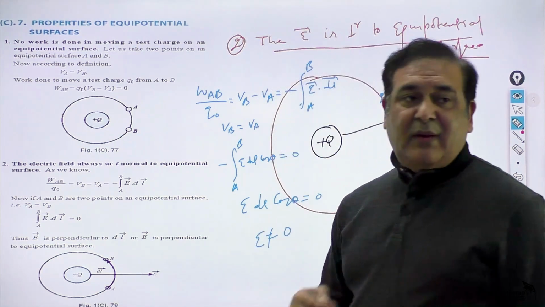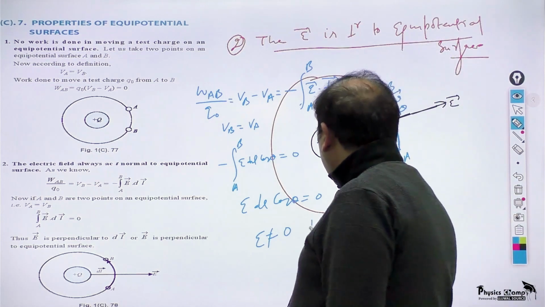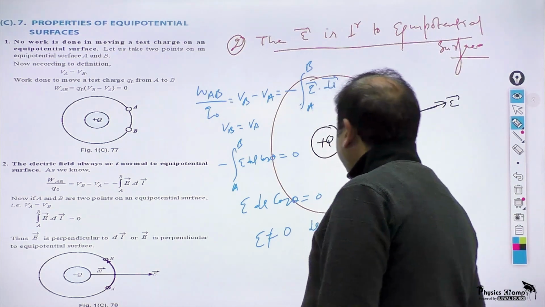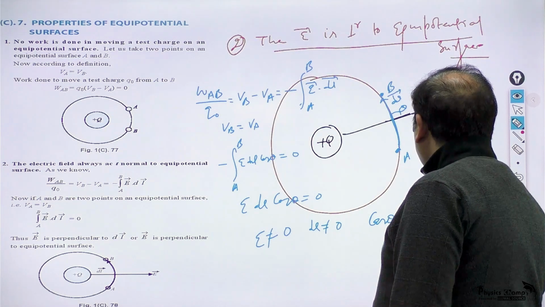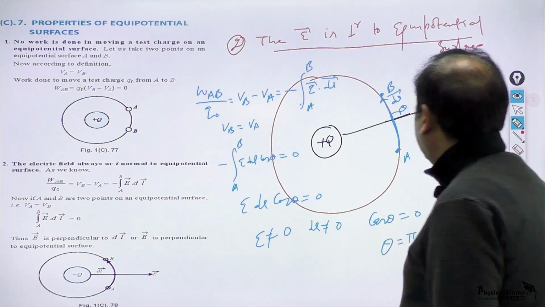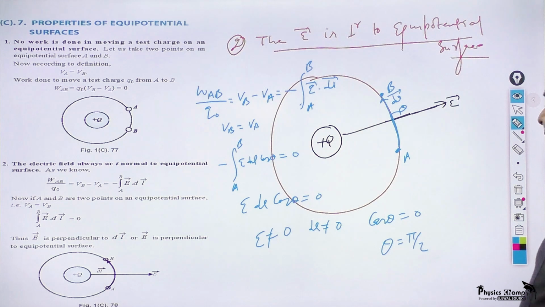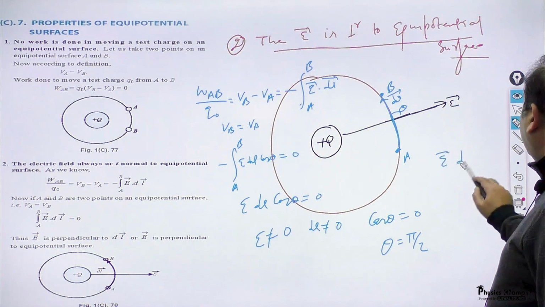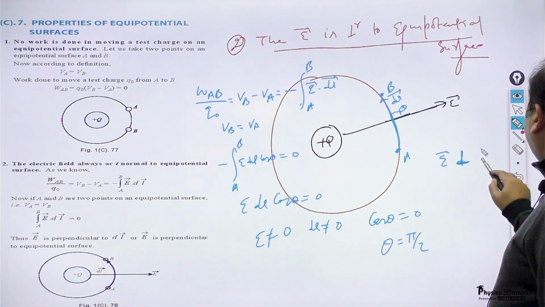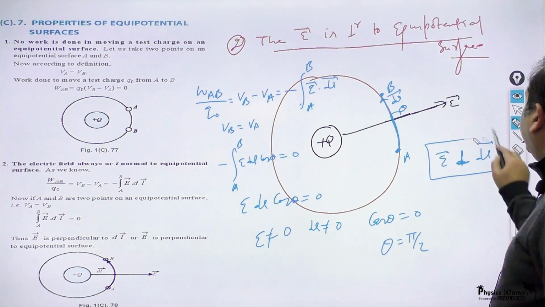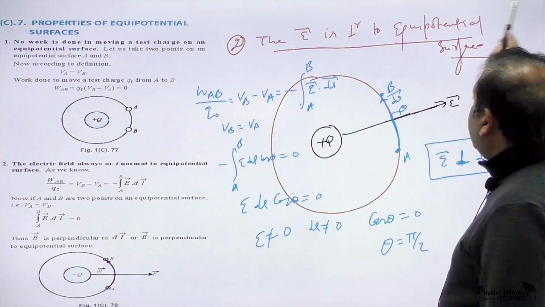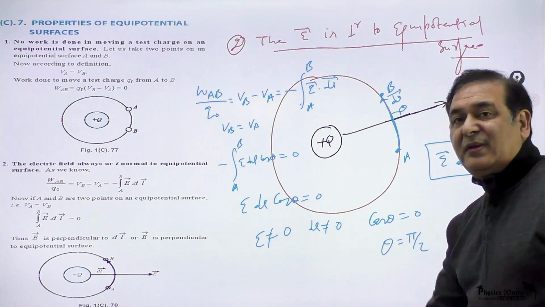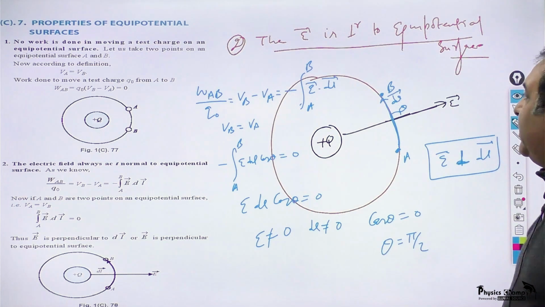Electric field is existing here, and dl also is not 0. So cos theta is 0. It means theta is what? 90 degree. So we can say electric field is perpendicular to dl vector. So electric field is normal to equipotential surface. This property we have proved here.